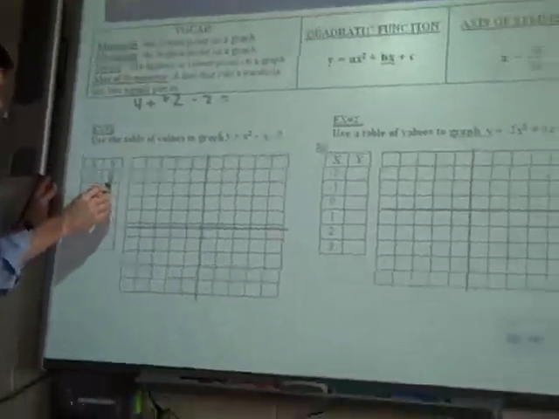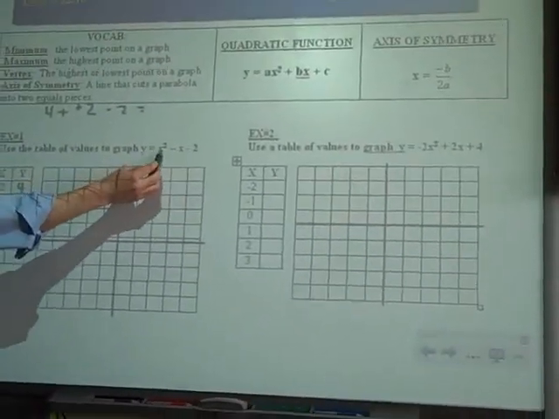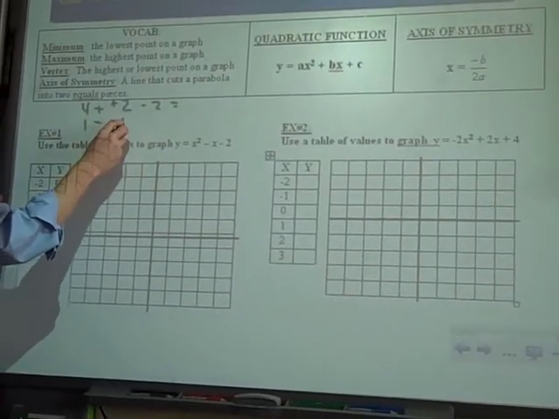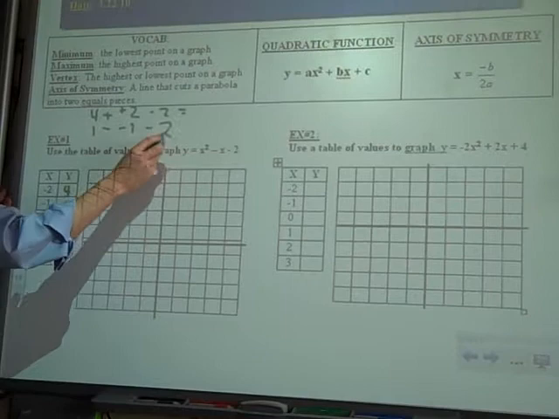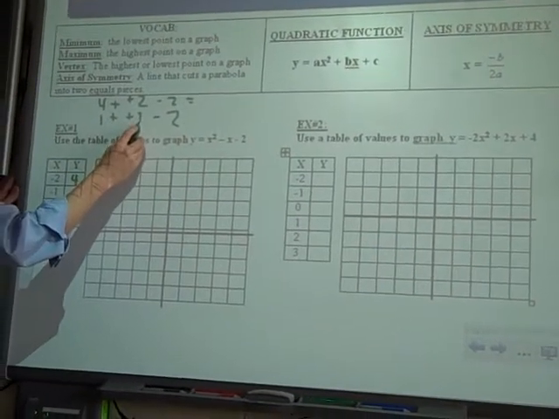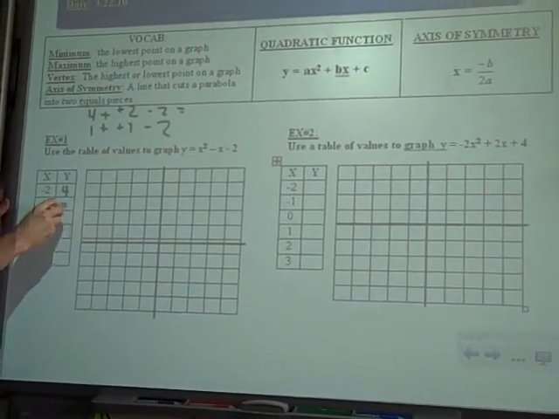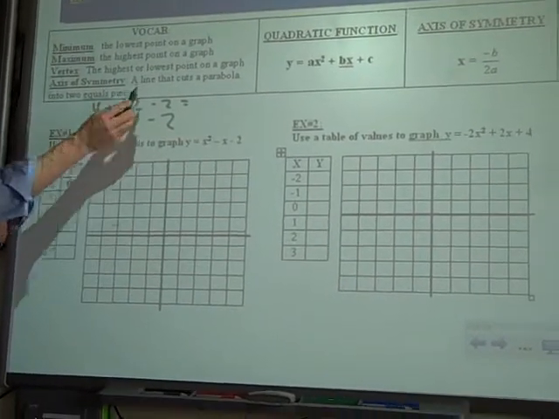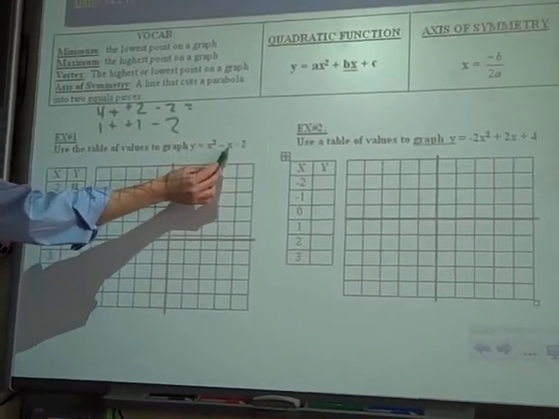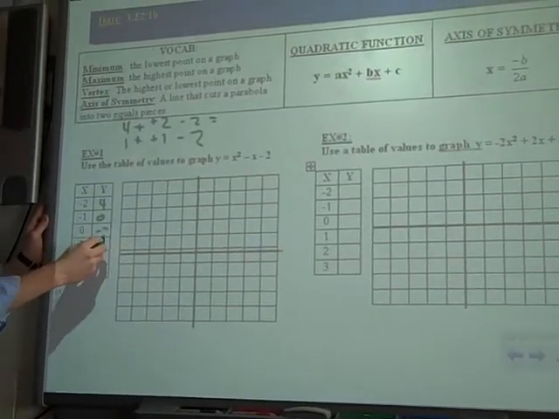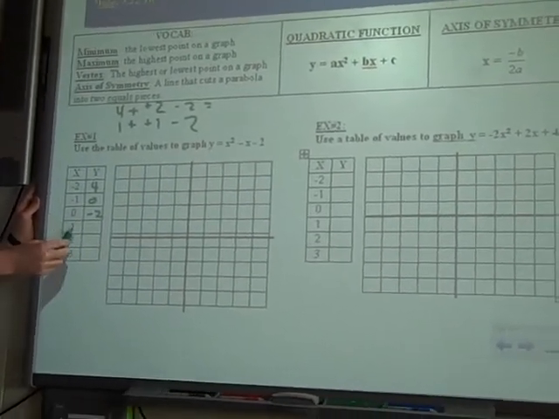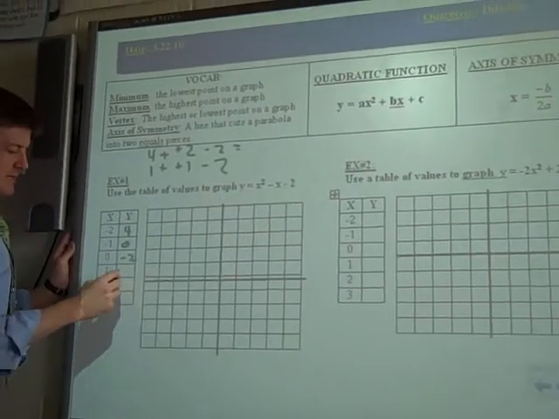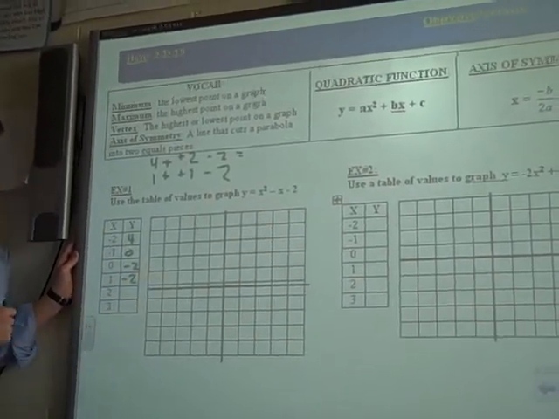Alright, so we got 4. Now if I put -1 in, -1 squared is 1. 1 minus -1 minus 2. So this is plus plus. 1 plus 1 is 2. 2 minus 2 is 0. And I put 0 in. 0 squared minus 0 minus 2, that's -2. I put 1 in. 1 squared, 1 minus 1 is 0. 0 minus 2, -2 again.